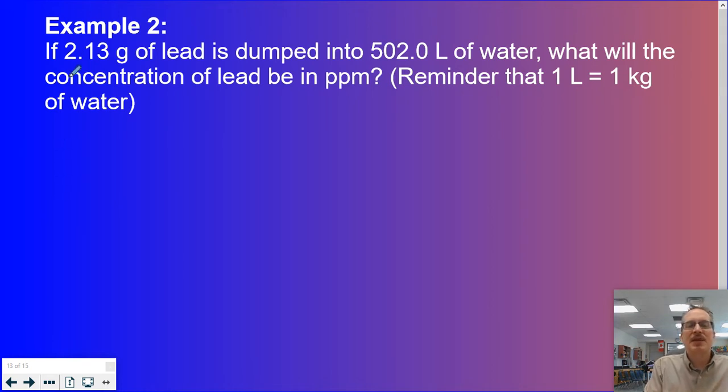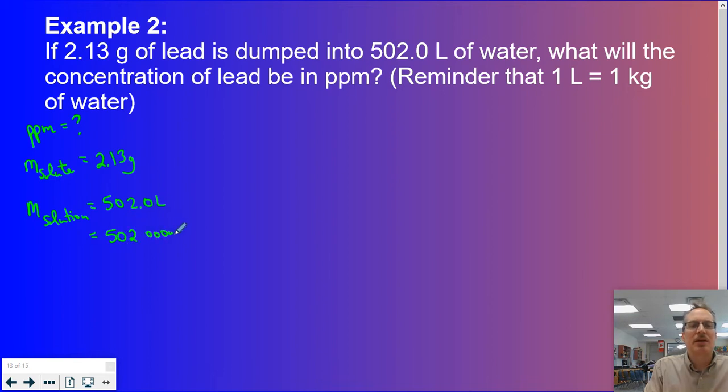So, example 2, if 10.13 grams of lead is dumped into 502 liters of water, what will the concentration of lead be in parts per million? So again, we are trying to find ppm. So we have a mass, so we're putting lead into water, so the solute is going to be the 2.13 grams of lead. The solution is 502.0 liters.